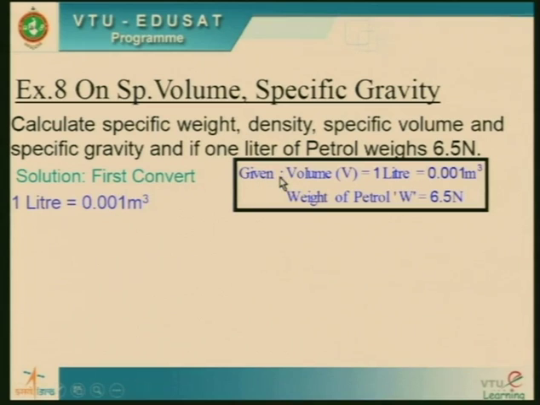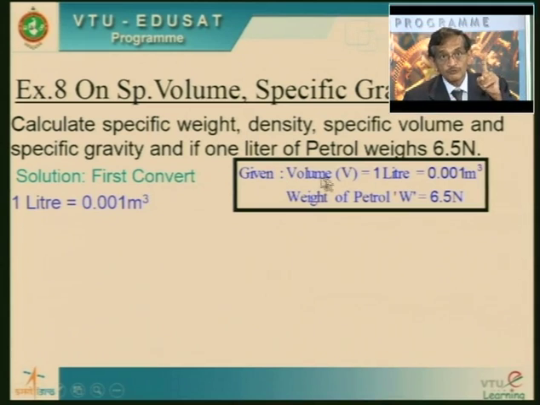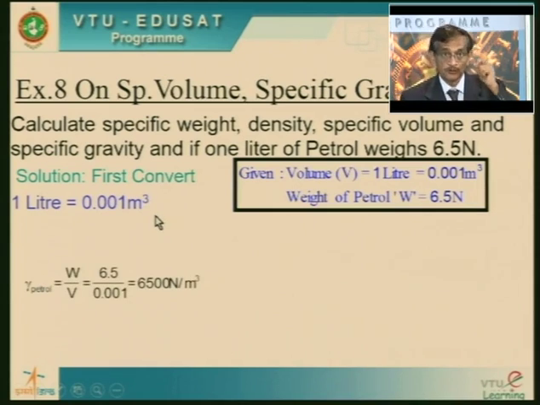First we see what is given. I told you very clearly, step number 1 says that the given volume V is 1 liter, and we will convert this to meter cube by dividing by 1000. So, 1 by 1000 is 0.001 meter cube. So, I know the volume. The weight of petrol is given as 6.5 Newton in the statement. We have converted this and then we go to the formula.